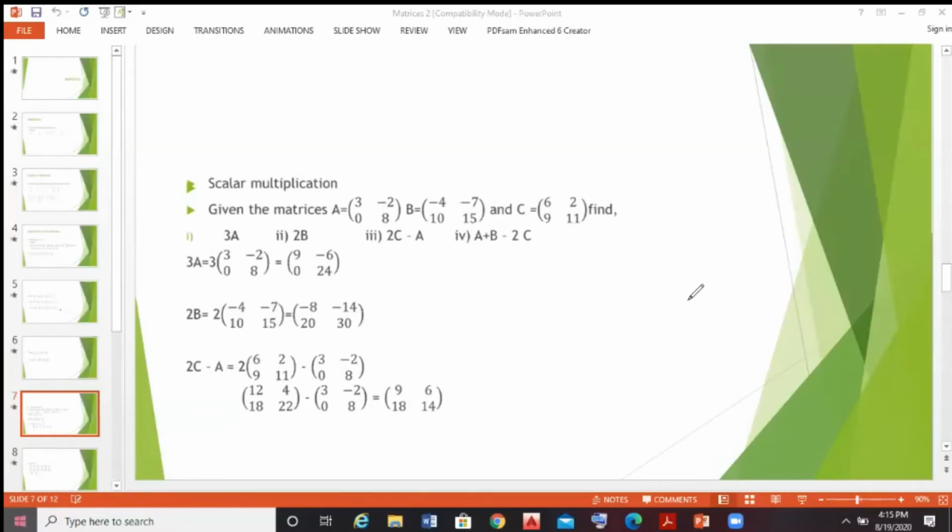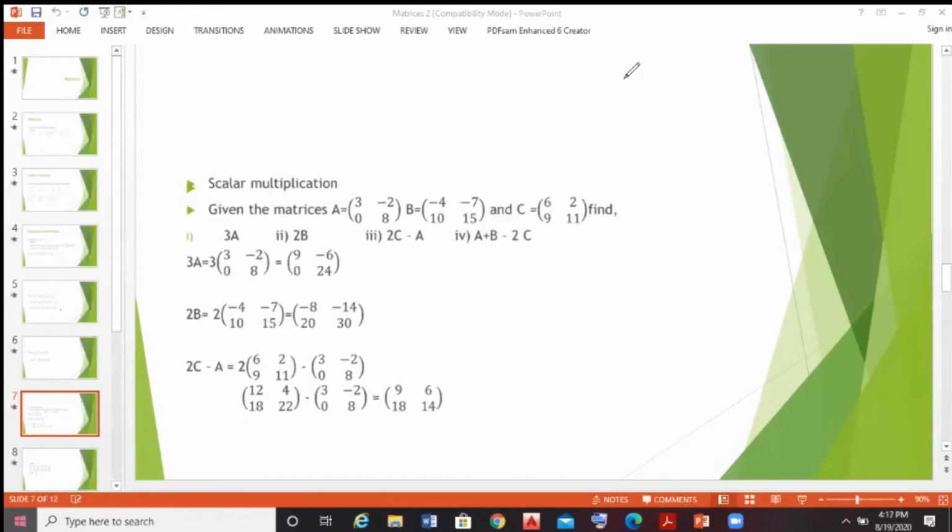So what it simply means is that the scalar multiplies all of the elements within our given matrix. So we have 3 multiplied by 3 gives you 9, 3 by 0 is 0, 3 by -2, and 3 by 8 gives you 24. The number outside the bracket is always a scalar. Yes, the number outside the bracket is known as the scalar quantity. For the second example where we have 2B, you notice that the same thing was done. 2 multiplied by everything inside the bracket: 2 by -4, 2 by -7, 2 by 10, 2 by 15.